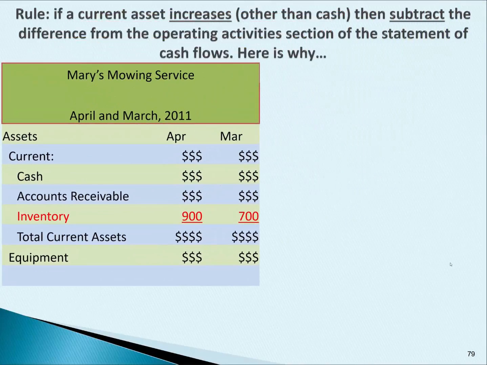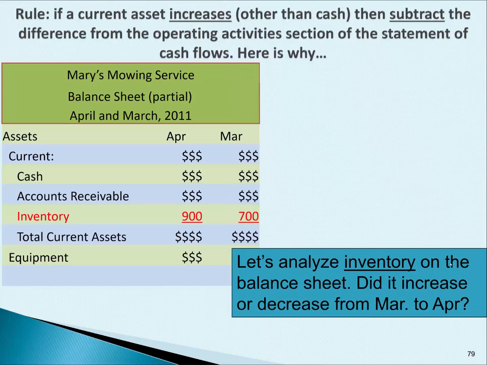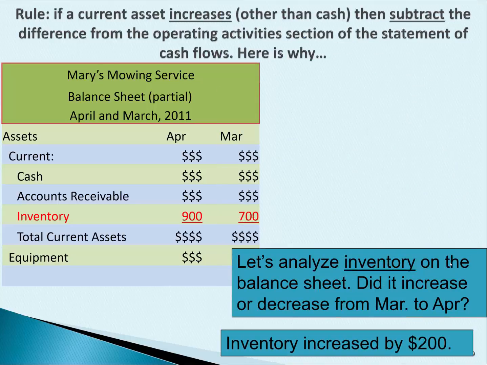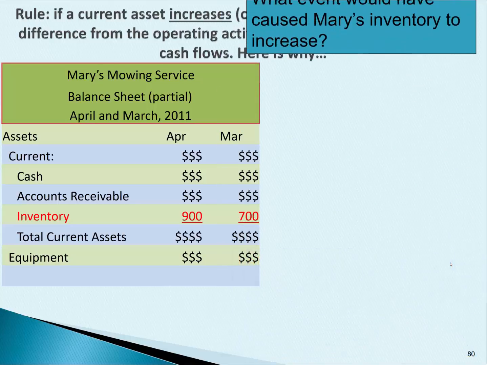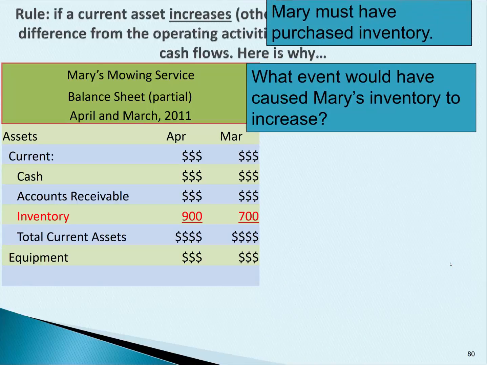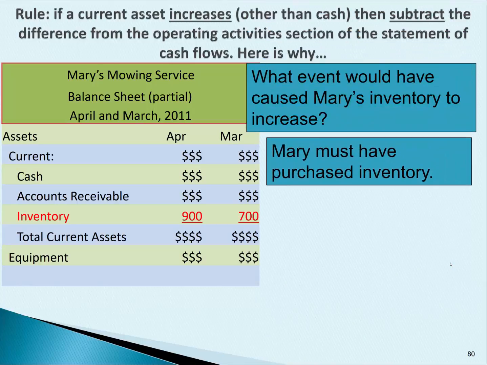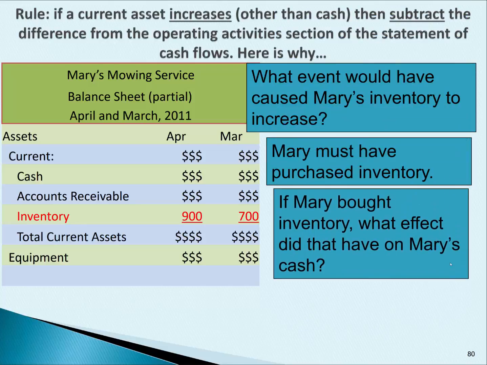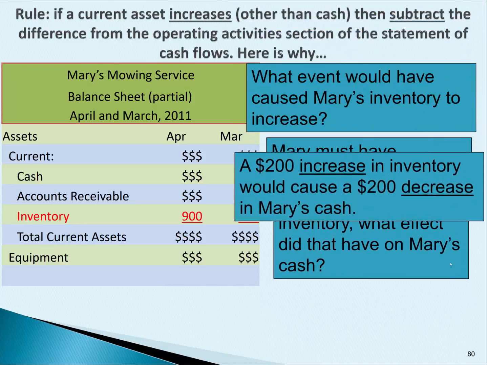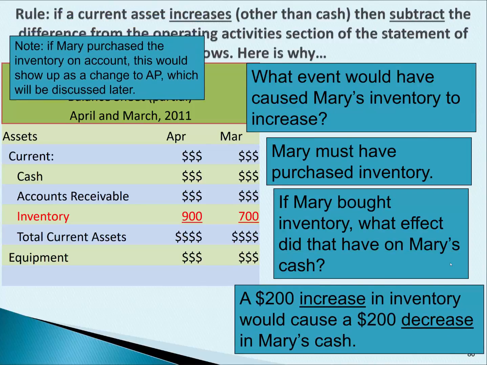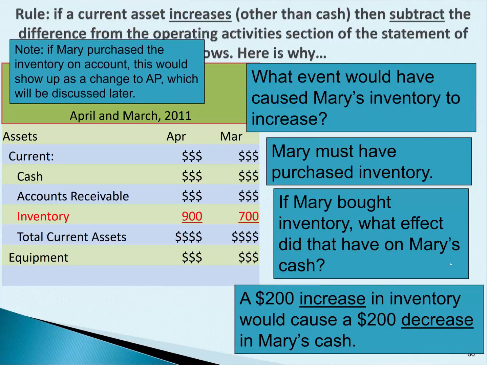So now we have a partial balance sheet, Mary's mowing service, and we're going to analyze inventory. So the first question is, did inventory increase or decrease from March to April? It looks like inventory increased by $200. So what would cause Mary's inventory to increase? Well, she must have purchased inventory. So if she purchased inventory, what effect does that have on Mary's cash? A $200 increase in inventory would cause a $200 decrease in Mary's cash.